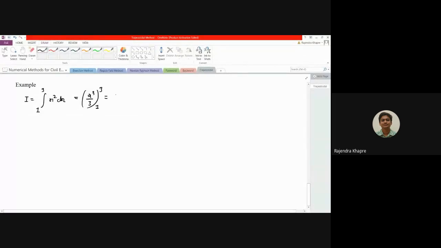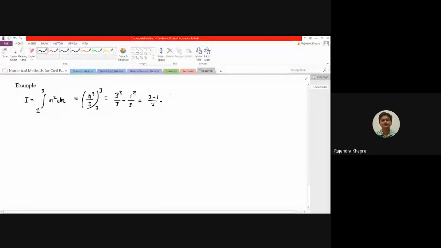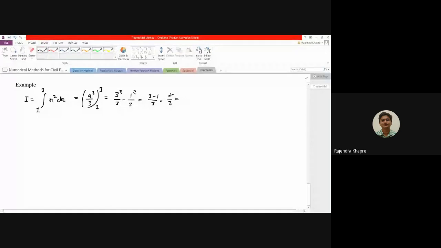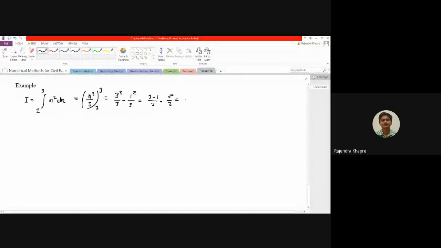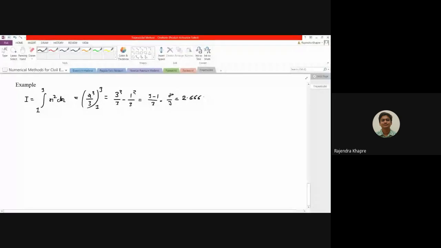3 cube by 3 minus 1 cube by 3. So this becomes 9 minus 1 divided by 3. So this becomes 8 by 3. How much is this 8 by 3? 2.6666. So this is the actual answer, isn't it? So now let us try to find out what will be the solution.